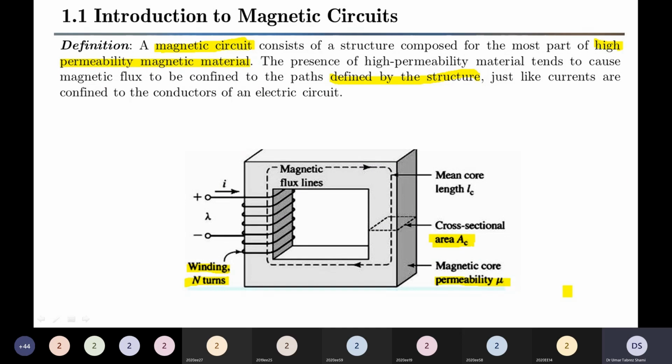It is a relative quantity. It does not have any unit. We multiply mu with mu naught. Mu naught is the permeability of free space, and it has a value of 4 pi times 10 to the power minus 7. Anyways, we will do an example where we will see the exact value of mu naught. So permeability mu will be multiplied by mu naught, which is the permeability of air.